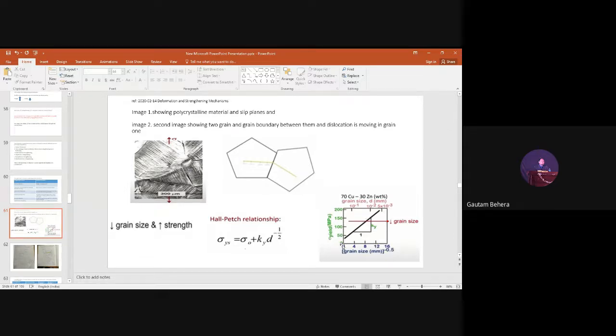So you can see what is happening. This is a very linear curve and it is going up and up and up. So you understand that the finer the grain size, the more the yield strength is increasing. Is it okay? You understand? This is for a 70% copper, 30% zinc material.